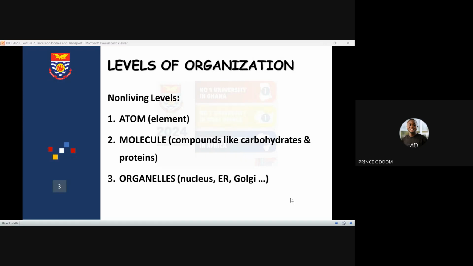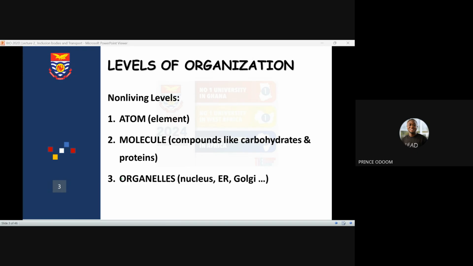So you could see how the cell is arranged. From atom, which is the basic unit of an element, we come to molecule, which is made up of two or more atoms. Examples of molecules are carbohydrate and protein. Then the molecules assemble or come together to form what we call the organelle.